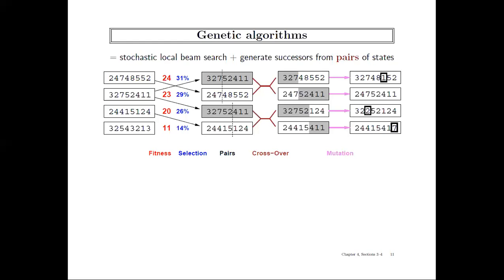So for any given problem, we need to have the population. Let's suppose for the time being, we take the example of the 8 queen problem. So in the 8 queen problem, what is the population? Population is the possible number of states.